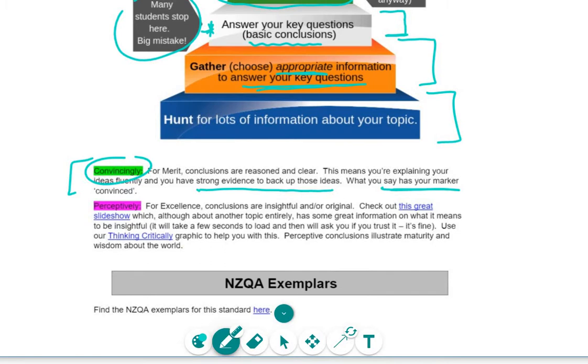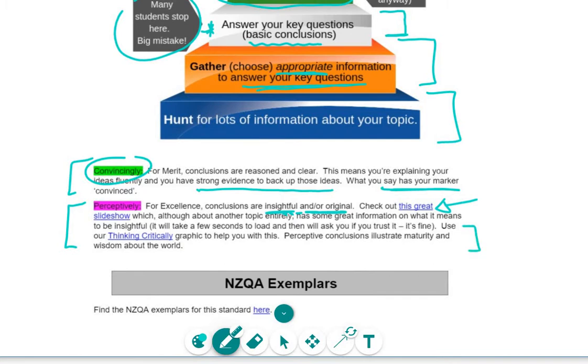Okay, for excellence, you've got to be perceptive. So for excellence, conclusions are insightful and or original. I do suggest you check out this slideshow. Just tap a couple of slides in, and there's some really great stuff there about what being insightful is. It does take a few seconds to load, and it will ask you if you trust it, and yeah, it's fine.